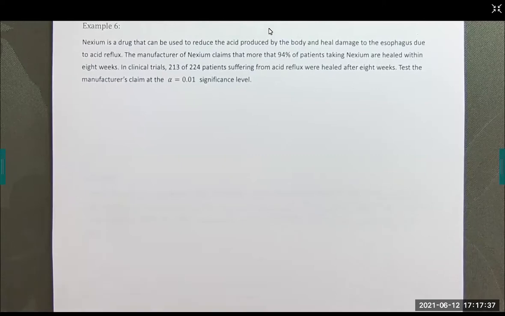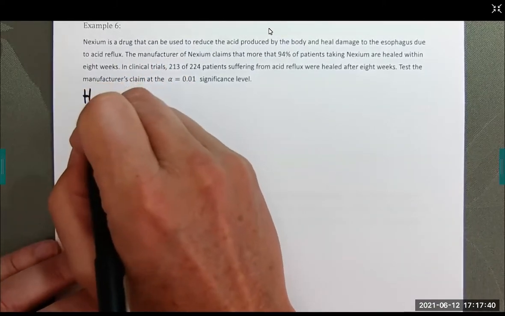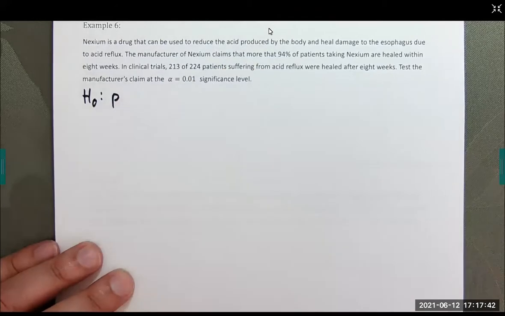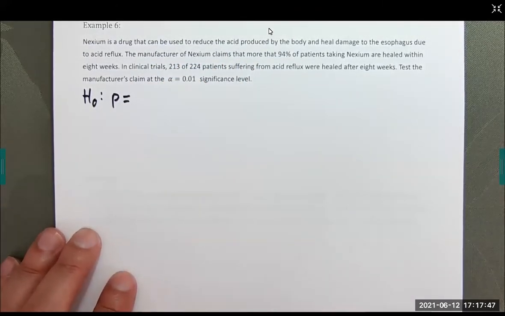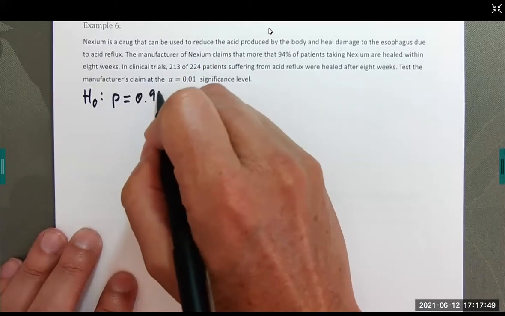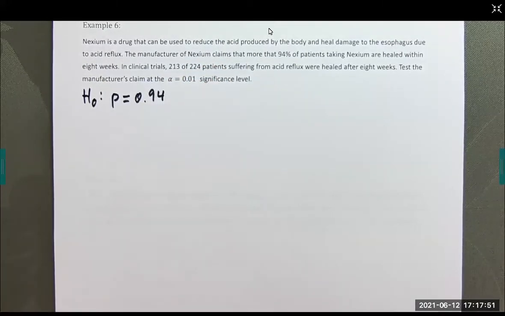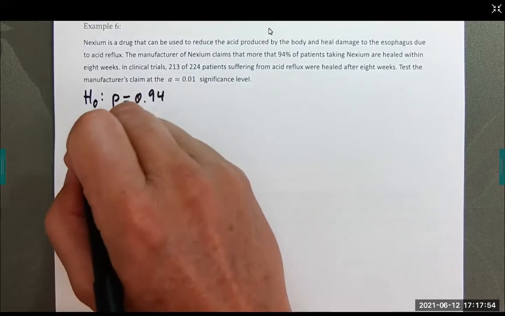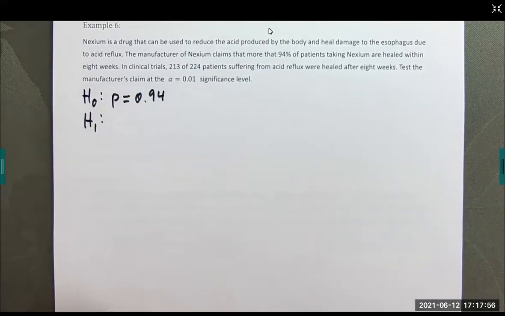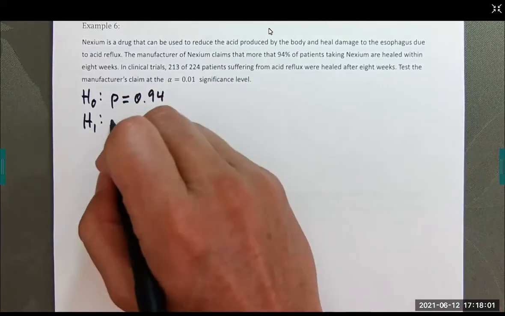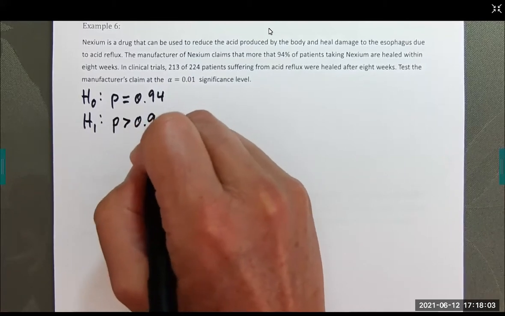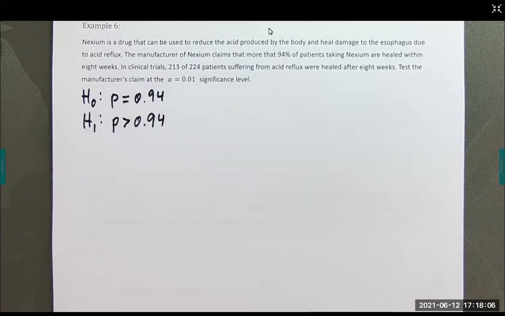We start with the null hypothesis. The null hypothesis is that the proportion is 0.94. And the claim is "more than," so the alternative is that P is bigger than 0.94. This is going to mean that we're going to have a right tail. And to be clear, this is the claim.